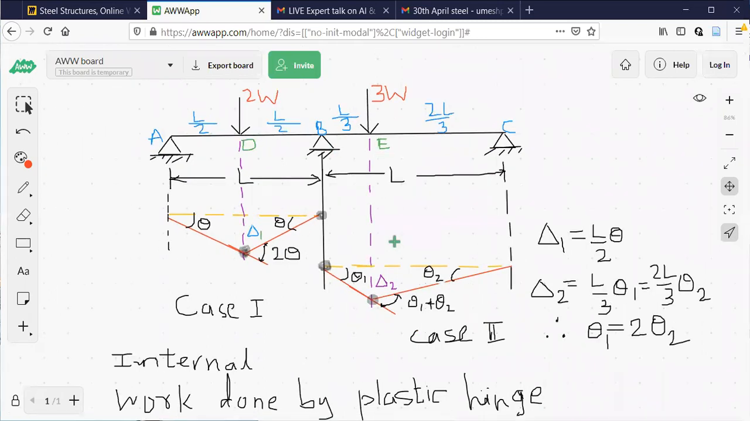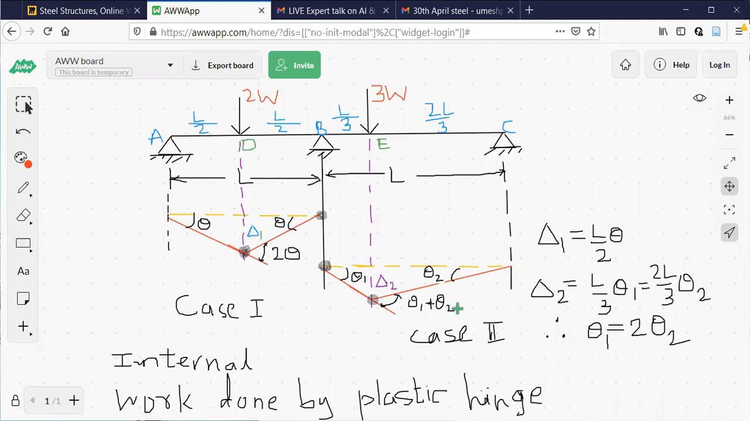Now, how to find out the collapse load? At what value will the structure collapse? In such cases where a continuous beam is given to you, you have to separately understand the mechanism of span AB and find out the collapse load corresponding to this condition. Again, separately, case 2 is considered, span BC. Again, find out the collapse load. Whichever is smaller, remember, is the collapse load for the structure or for this continuous beam.